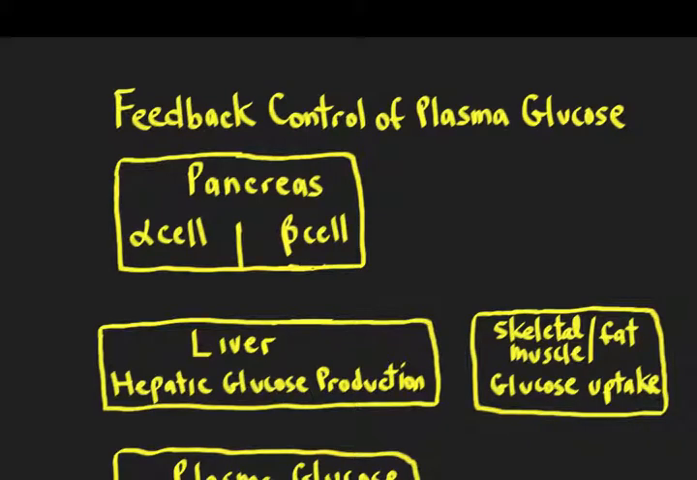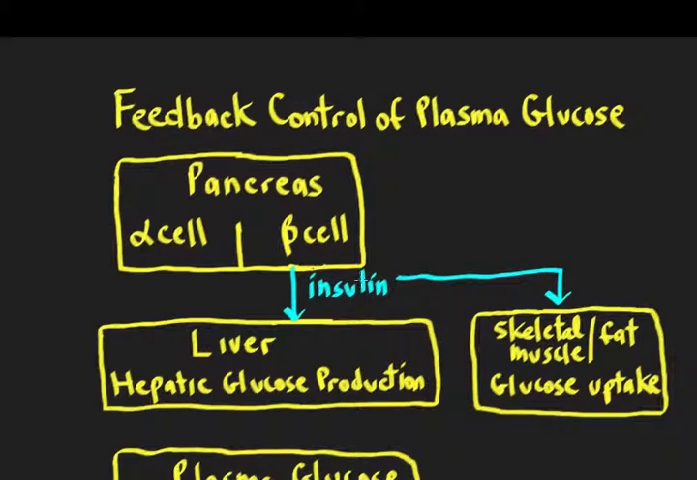So let's take a look at the endocrine pancreas first and those beta cells. And the beta cells secrete insulin. So insulin is going to be coming out of the beta cell. And insulin has receptors on the liver as well as the skeletal muscle and fat. And the relationship between insulin and these different physiological functions are the following.